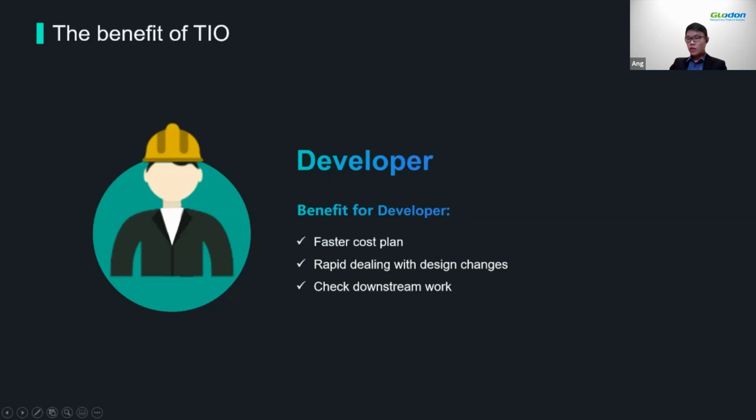And of course, it will deal with rapid changes as well. This is because whenever they have any addendum drawings or addendum models, they can just import the new model into TIO, and TIO will do a comparison and show you whether there are any additions, omissions, or even changes based on the models. And of course, it will also help us to check the downstream work.